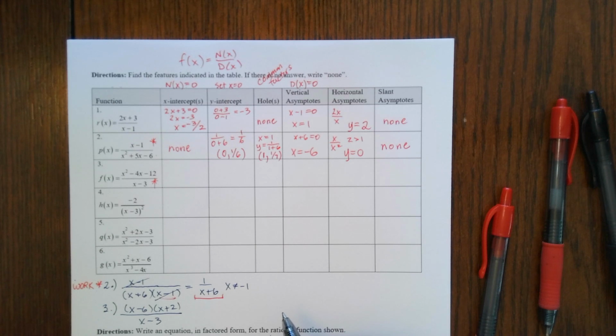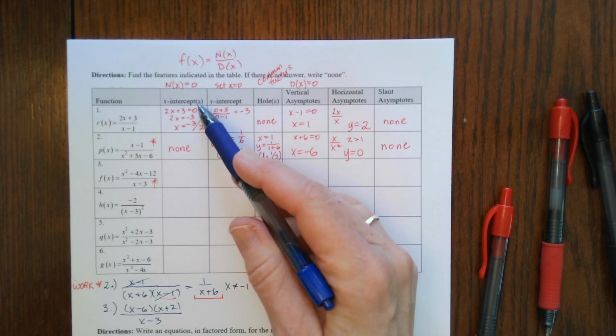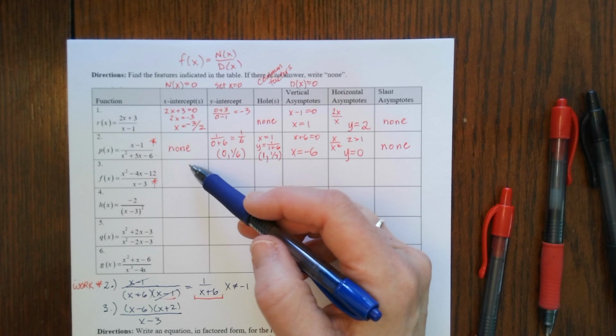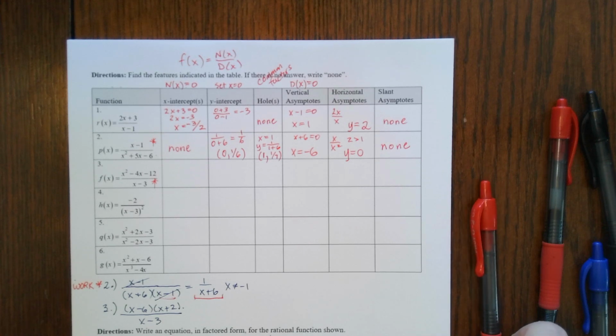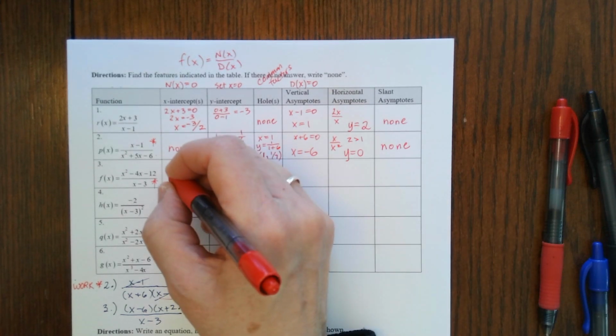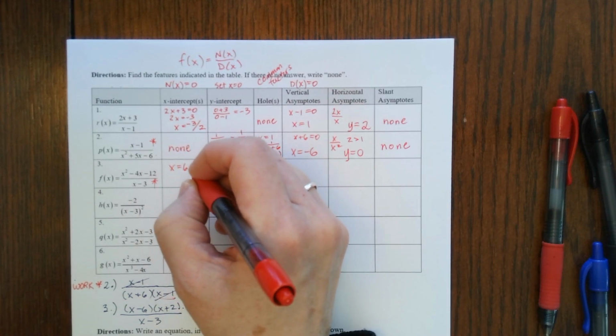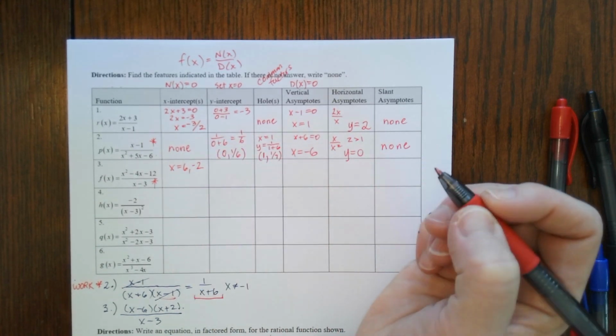And let's see, it looks like we're going to have a slant asymptote there. So let's see, x-intercept. So we set the numerator equal to 0. So the numerator is going to be 0 when either x minus 6 is 0 or x plus 2 is 0. So we're going to have 2 x-intercepts at x equals 6 and also negative 2.